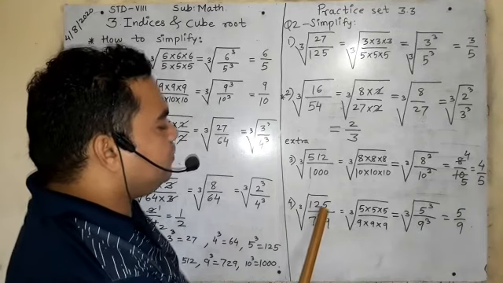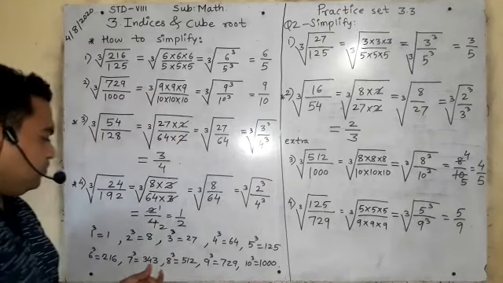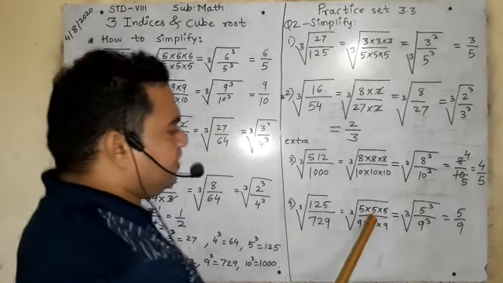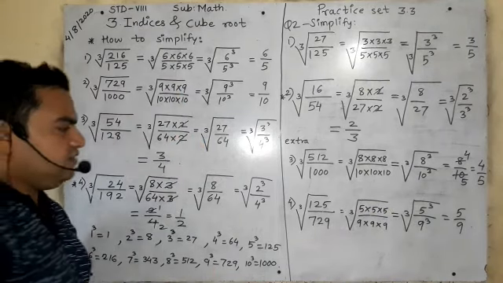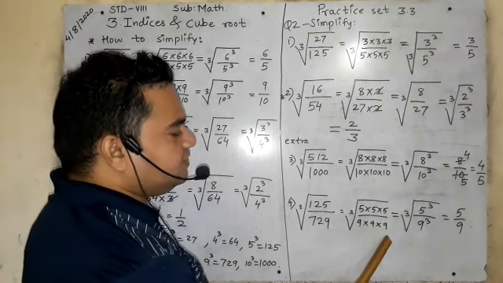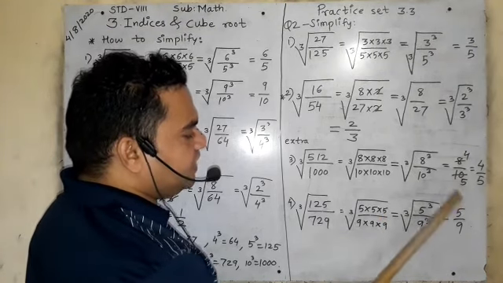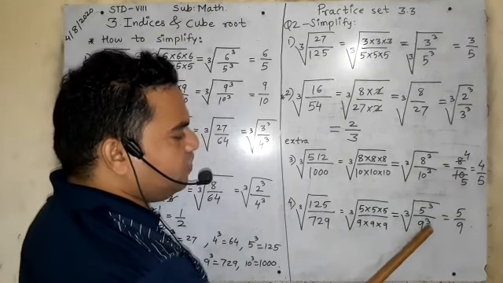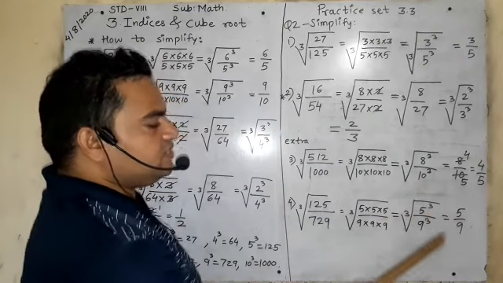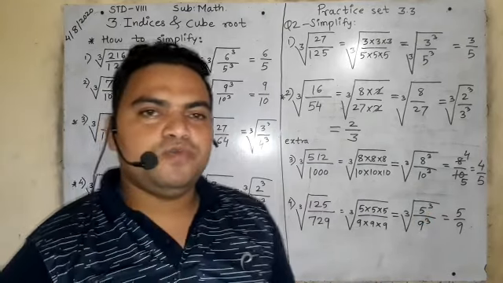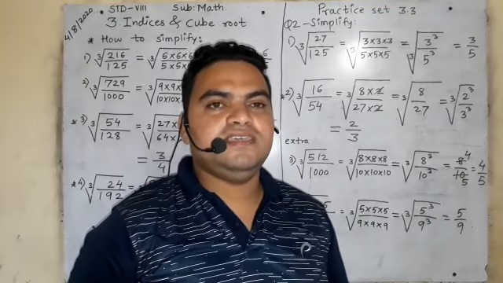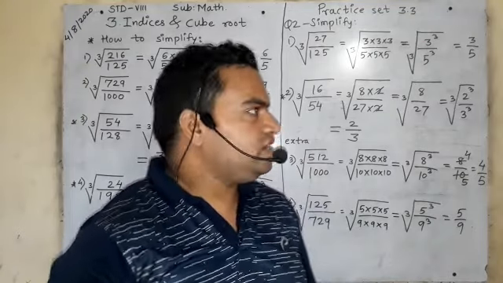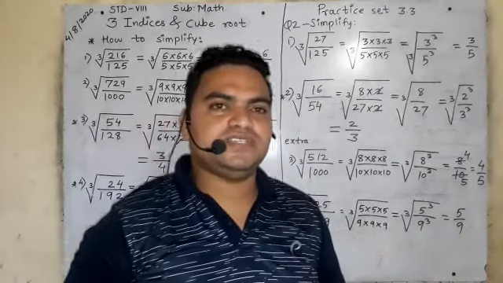Now here 125. Which number cube root? It is 5. So 5 5 5. 729. It is cube root of 9. So it is 9 9 9. Is it clear? So 5 indices form and 9 also in indices form. After taking the cube root, the answer will be 5 upon 9. I hope you understood this and you will write in your notebook everything. Now we will see question number 3 and some extra questions.